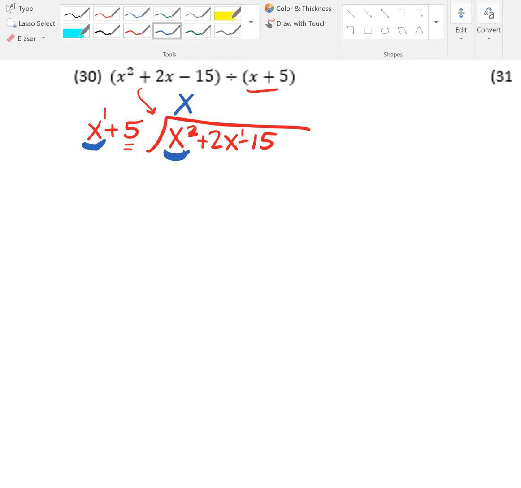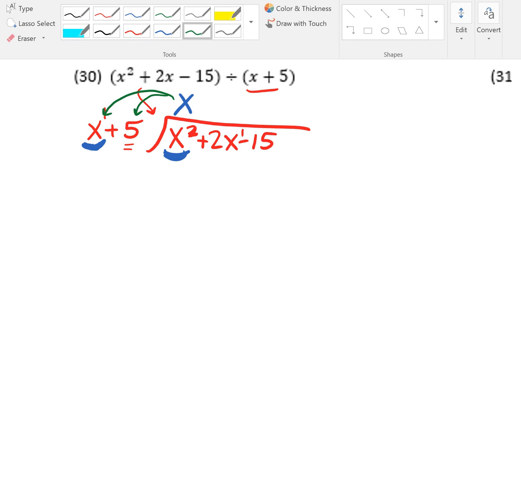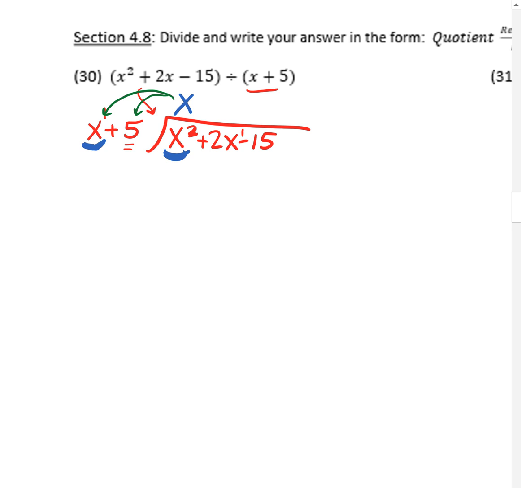And then once you find the quotient, you multiply that quotient by however many terms there are in your divisor. Every single term outside the division bar gets multiplied by the quotient, and whatever you get goes beneath. So first I have x times x, that's x squared. X times 5 is 5x.